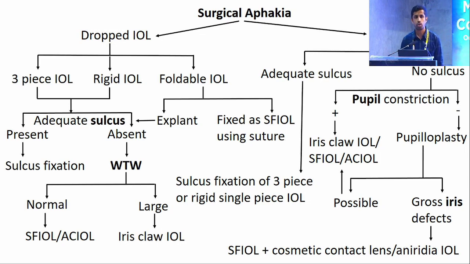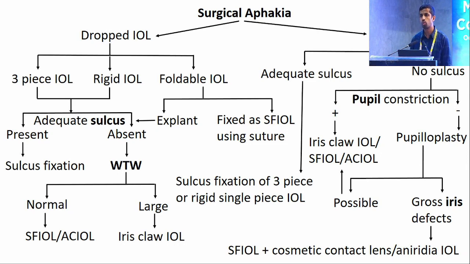So if there is a dropped IOL already, if we have a 3-piece IOL or a rigid IOL, if the sulcus is adequate, we can go for sulcus fixation. If we don't have adequate sulcus, based on the white to white, if the white to white is of normal diameter, then we can either go for an SFL or an AC IOL. If the white to white is very large or if it is small, we can go for iris claw IOL.